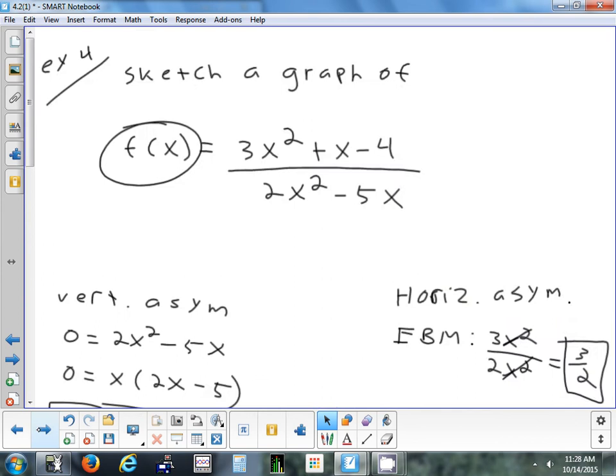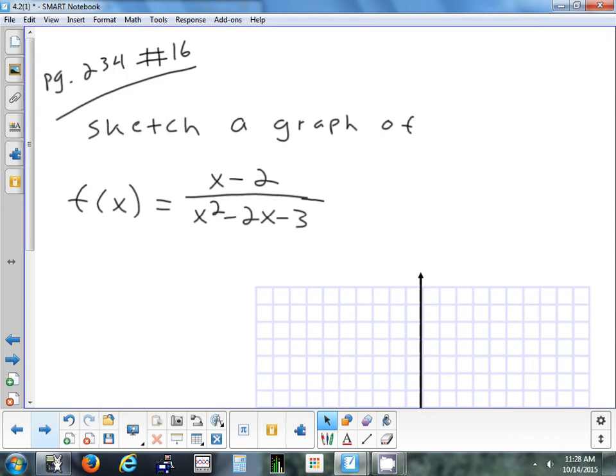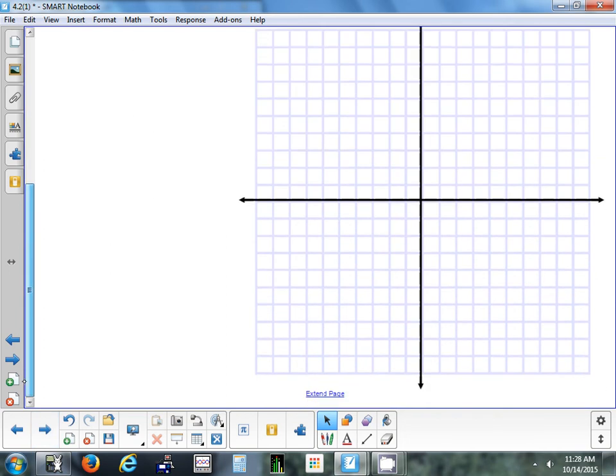Yep. All right, so that's basically how we sketch rational functions where the degree of the numerator is less than or equal to the denominator. Tomorrow we'll do it where the degree in the top is bigger. Okay, we'll look at that tomorrow.